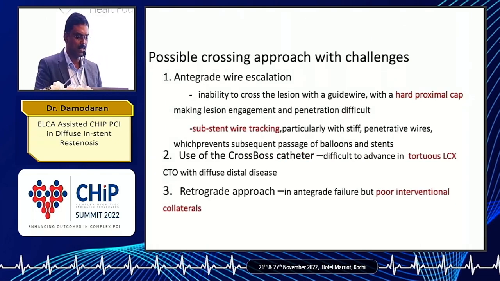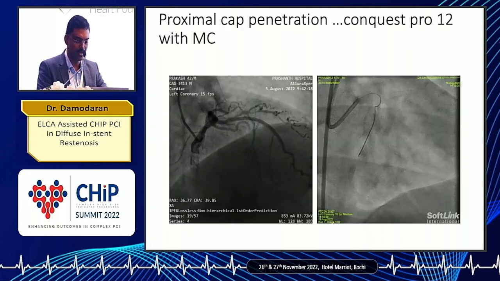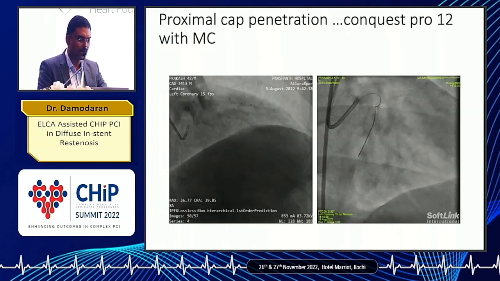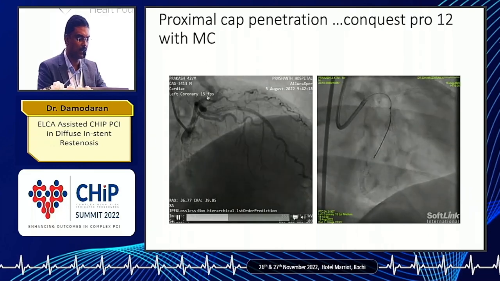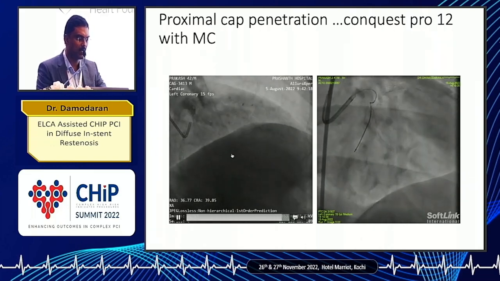There are challenges in this long segment CTO-ISR because when we do it with the hard wire, first of all, the proximal cap is not like a native CTO. It will be very hard. Obviously, we need to penetrate it with the hard wire. And tracking only with the wire may lead the wire understent. So we need to have some blunt device which needs to go into the distal edge. So you can see here the CTO is a very long segment occlusion, with very long overlapping stents.